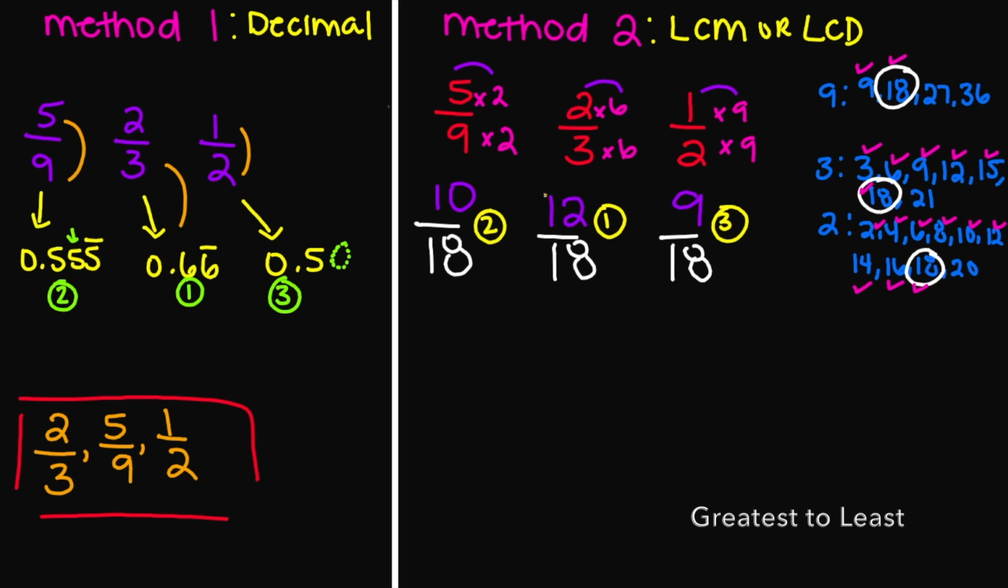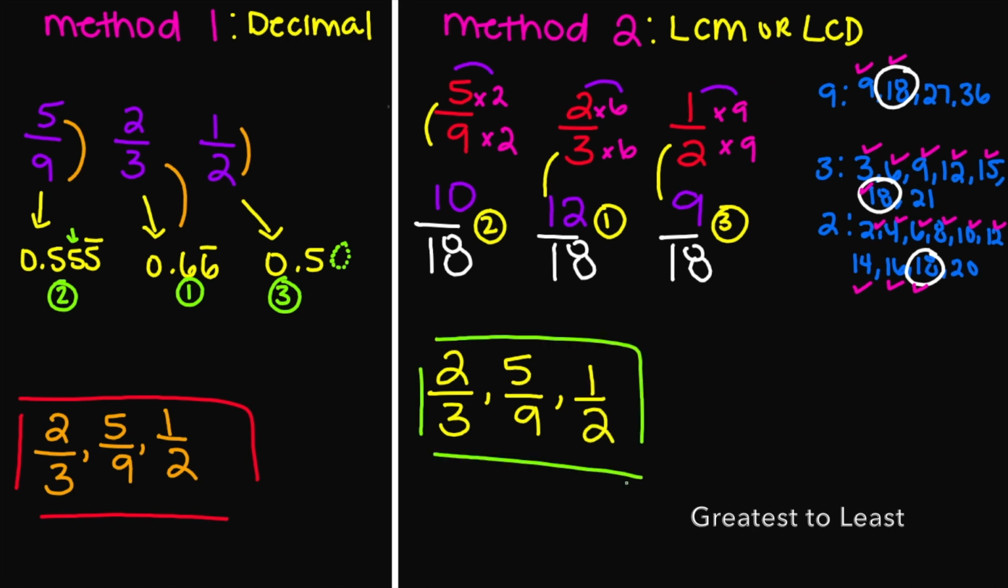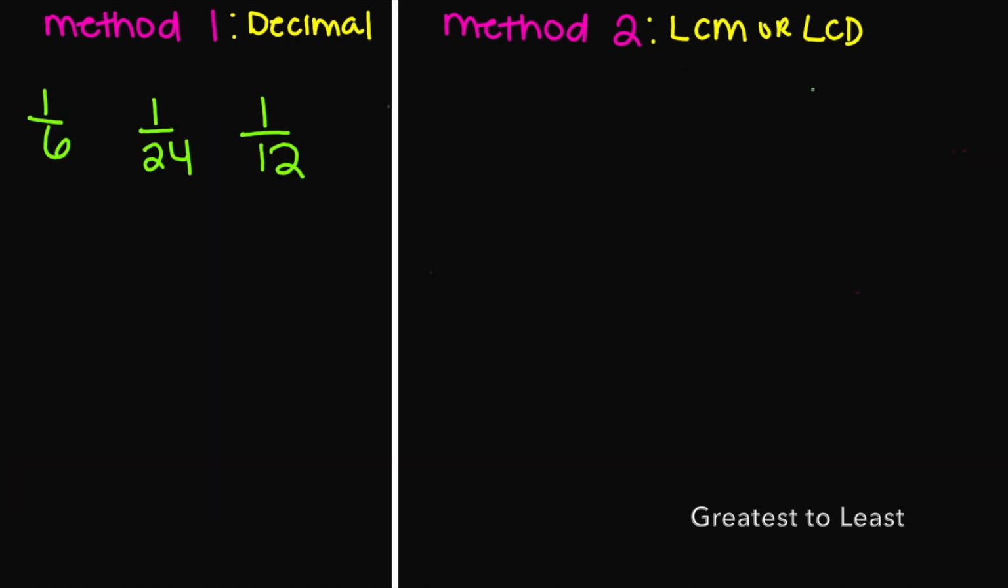So first, my 12 over 18, that's the 2 over 3. This is first. Next, we have the 5 over 9. And then next, we have the 1 over 2. And this is your final answer. Let's look at this example here. Method 1. If I turn my 1 over 6 into a decimal, then you're going to get 0.166 repeating.